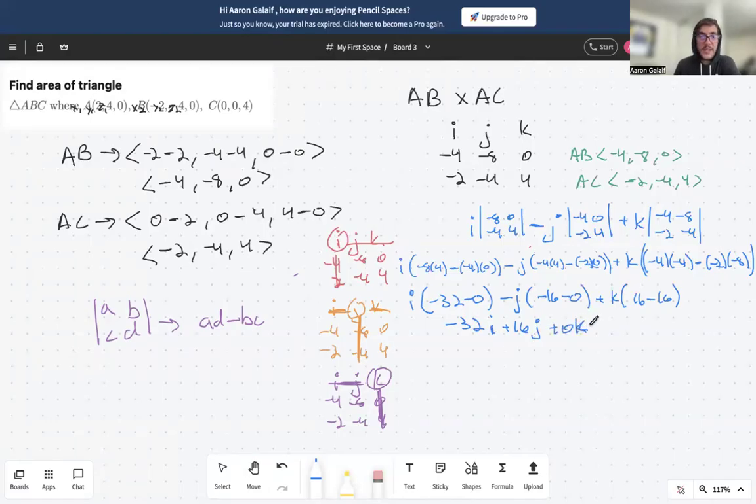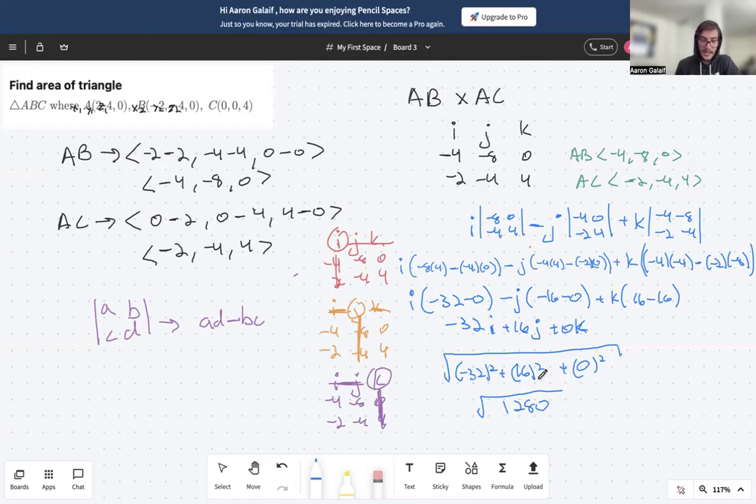Now that is that vector, the cross product vector. So now what we need to do is take the magnitude. We're going to take the square root of -32 squared plus 16 squared plus 0 squared. We're going to grab a calculator, type that in, and you're going to get the square root of 1280. And the square root of 1280 can be simplified, I believe.